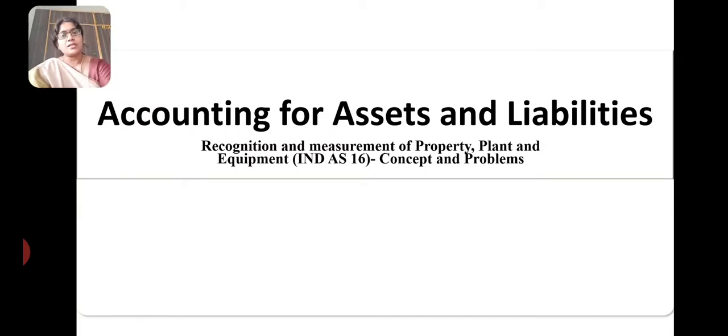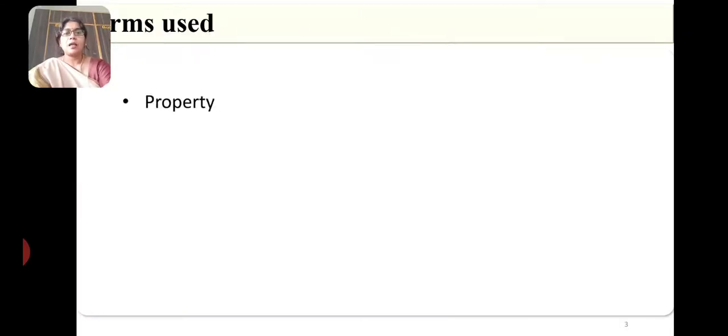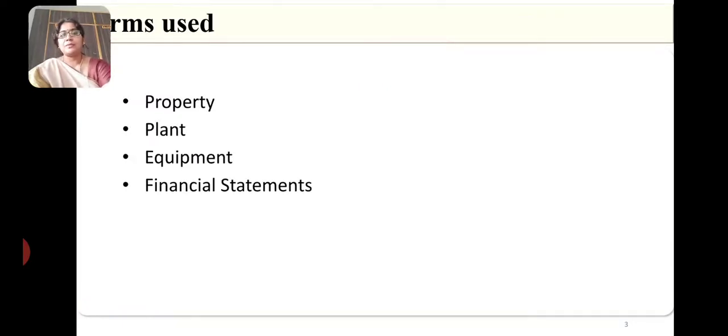Balance sheet is called the statement of financial position as per the new terminology. So, how the calculation of PPE happens, what are the different terms they use, and how it is being recognized and measured, we will discuss in this session. I will be using the terms property, plant, equipment, financial statements, Ind AS 16 in this session.